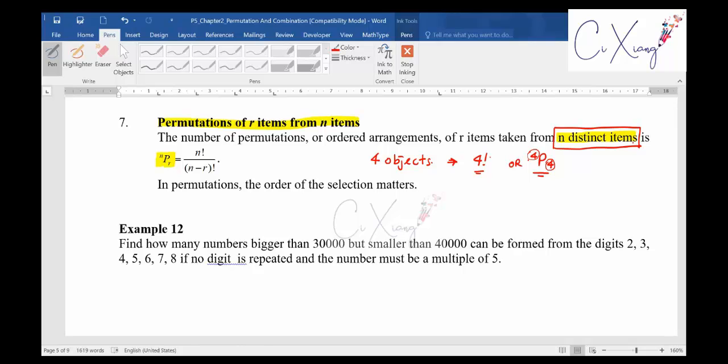When you want to arrange something, then nPr can be used, if let's say you're having n objects, but you want to arrange only r of them. Okay, all right. So again, let's have a look at example 12.